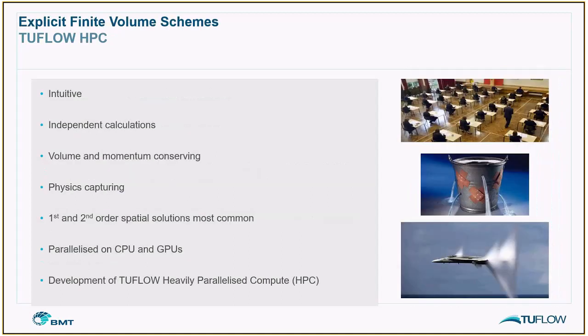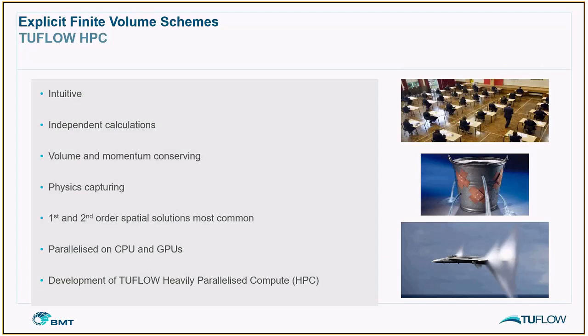So we started looking at explicit finite volume schemes. Finite volume methods are generally considered to have a number of advantages in terms of conservativeness and conceptual simplicity. They are much more intuitive. The explicit scheme means that the calculations are independent. The scheme is volume and momentum conservative and allows the representation of flow discontinuities and changes between gradually and rapidly varying flow. First and second order spatial solutions are the most common, and these allow sharp gradients to be represented. So we're very much representing the underlying physics here.